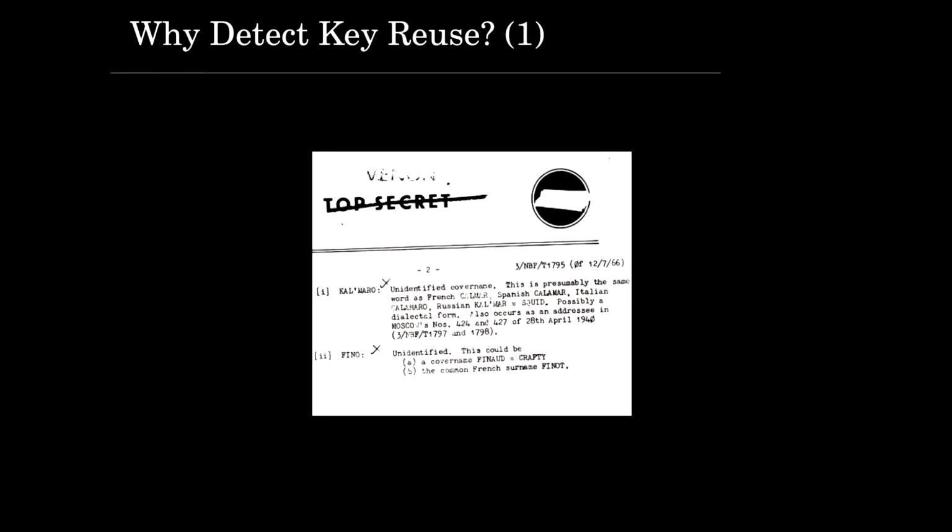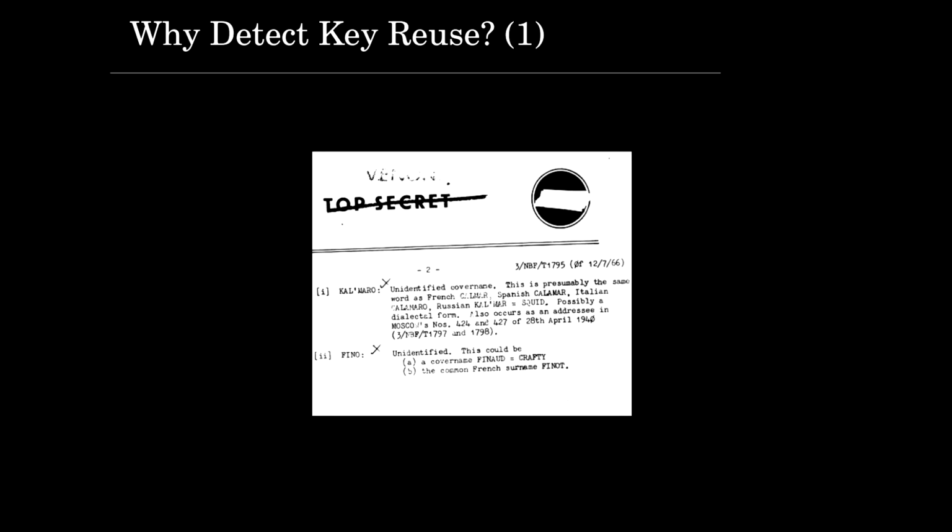So what is it good for? Why do we want to detect key reuse? Here's the first example. This is a document from the Venona project. The Venona project ran for 40 years, from the 1940s to the 1980s, initiated by the USA to eavesdrop on Soviet communication. This was started before the NSA even existed.